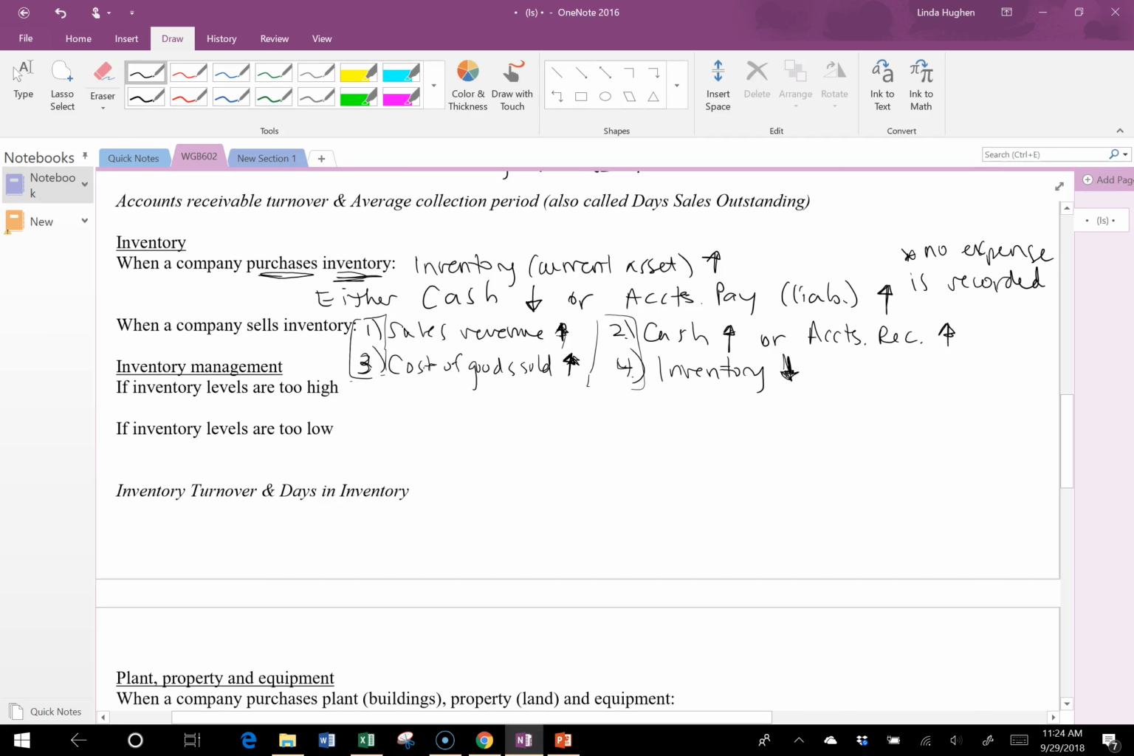Inventory management. If inventory levels are too high, what might happen? Well, there are several risks of holding too much inventory. One is that cash is tied up. The company has to spend money to get that inventory, and that cash could have been used for possibly other more productive purposes. Of course, we have the risk of those goods going out of style or becoming obsolete. So the risk of obsolescence.